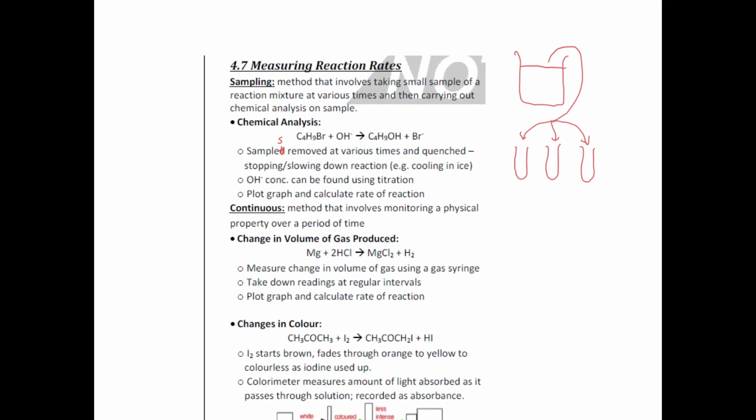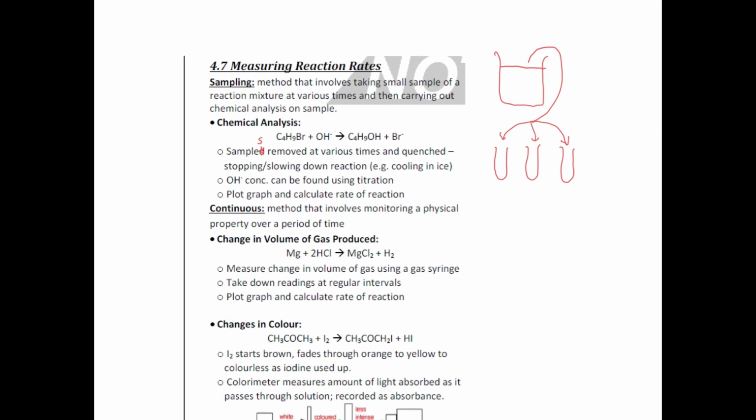When you take out the sample, we don't want the bromobutane to react with OH minus anymore. So what we do is we put them in ice water. When it's cold enough, the reaction stops. So after that, next point, hydroxide concentration can be found using titration.